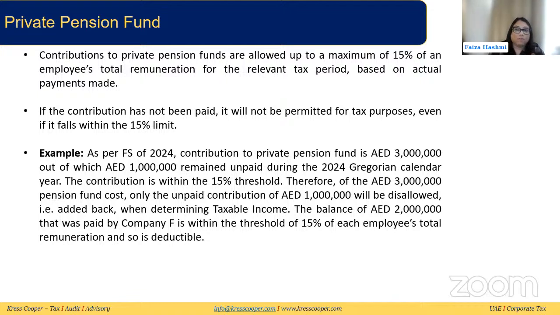So now the 15% condition is being met. We need to see the other condition, that is whether it is paid or not. So the one which is actually being paid in this example, the 200,000, that is allowable because the 15% condition is met and it's also paid. But the one that was not paid will not be allowable even if it is under the 15% threshold. So that needs to be added back.